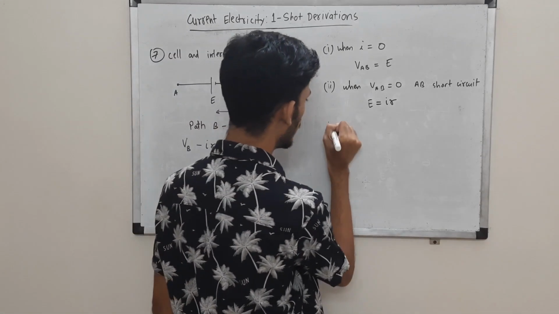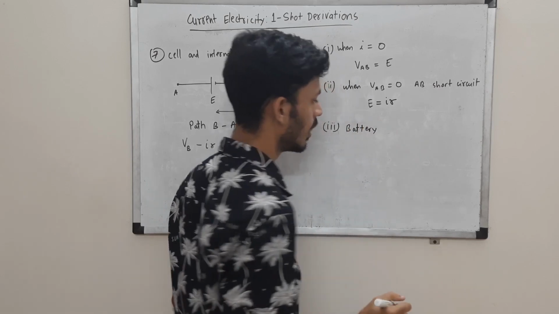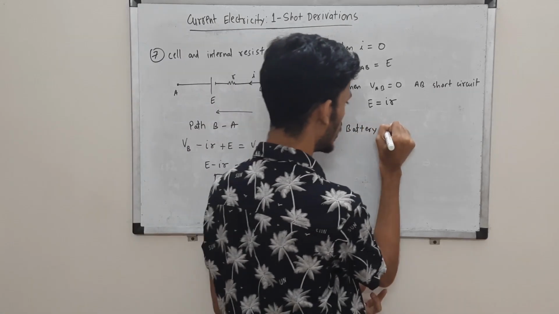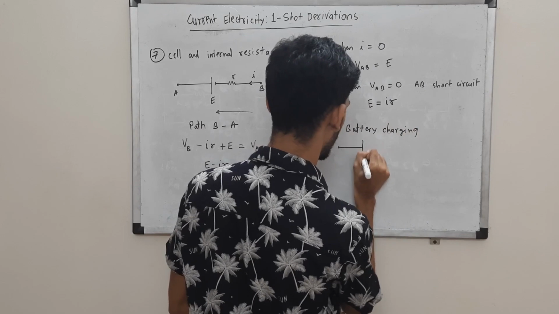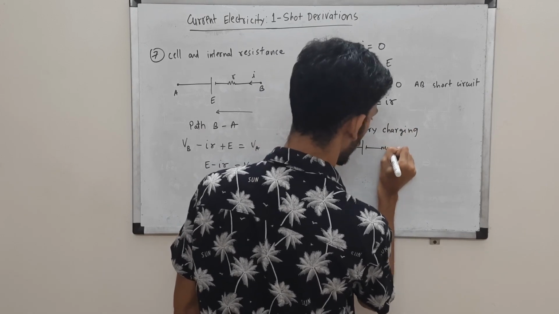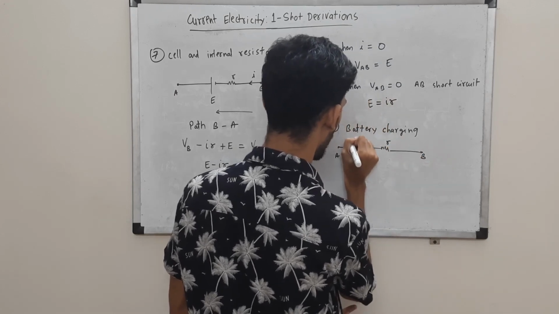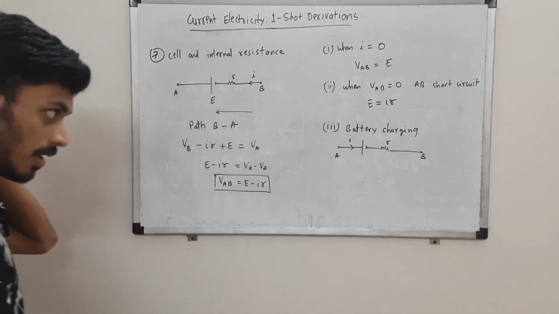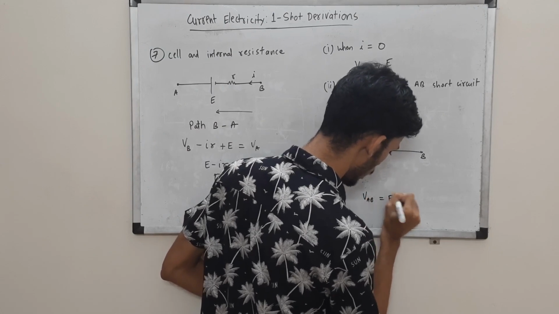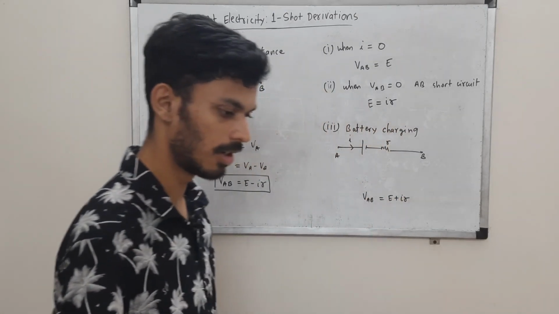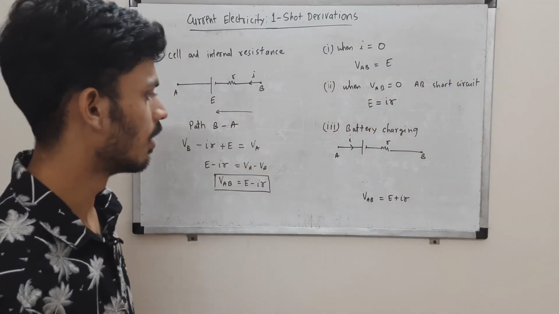Final case: if we had the battery charging, instead of the battery driving the circuit, the battery is drawing current. So if we move from A to B and we have R, the current is going inside the battery. The relation that we are going to obtain here is VAB is E plus IR. You can derive it. I'm just checking it. You'll obtain it like this: VAB is E plus IR.